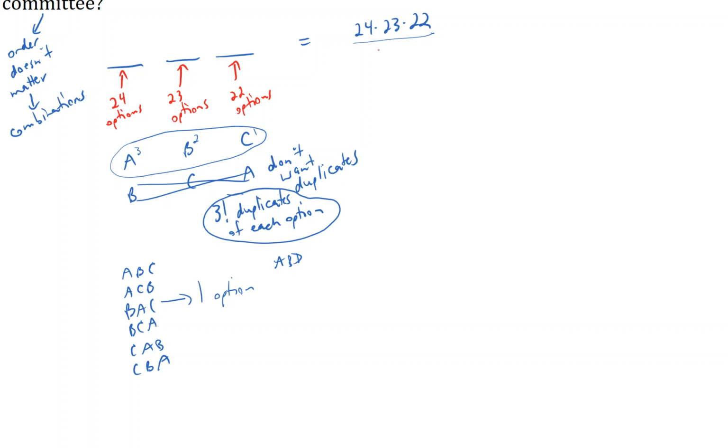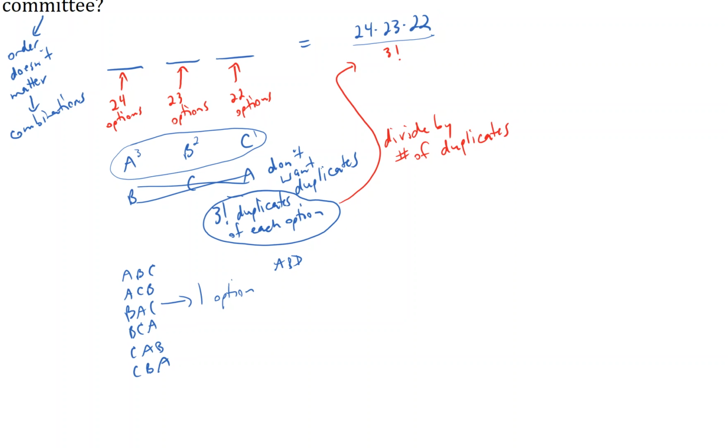So what we need to do is take our 24 times 23 times 22 and divide by the number of duplicates that we have. In this case that's 3 factorial. So this is how many combinations or groups of 3 people we could choose to create this architectural committee. I'm calculating that number right now, and it looks like it's 2024. So 2024 ways to create this 3-person architectural committee.